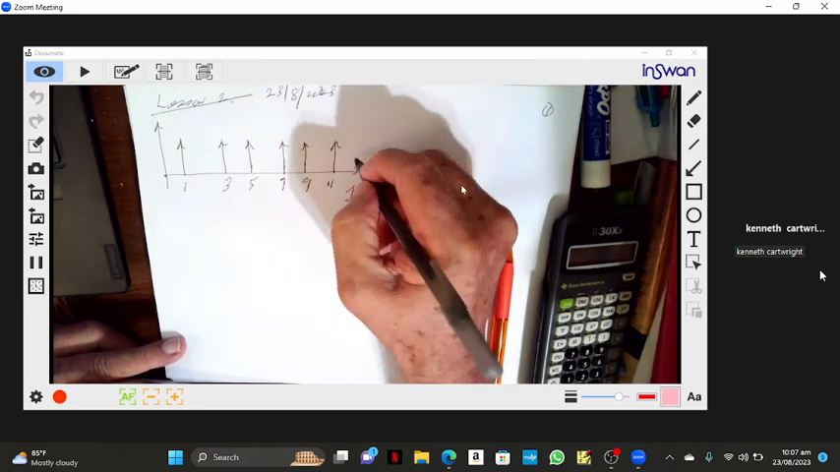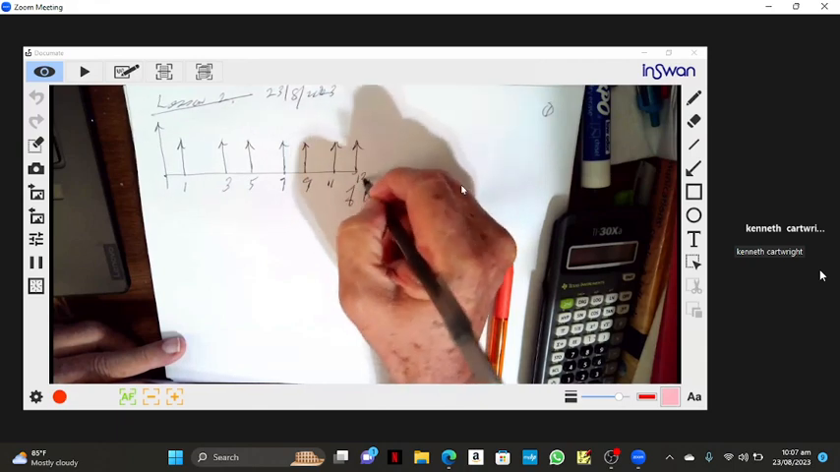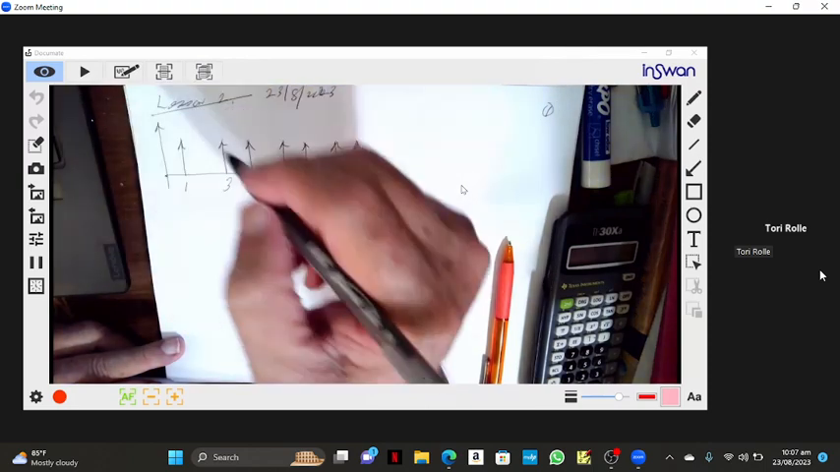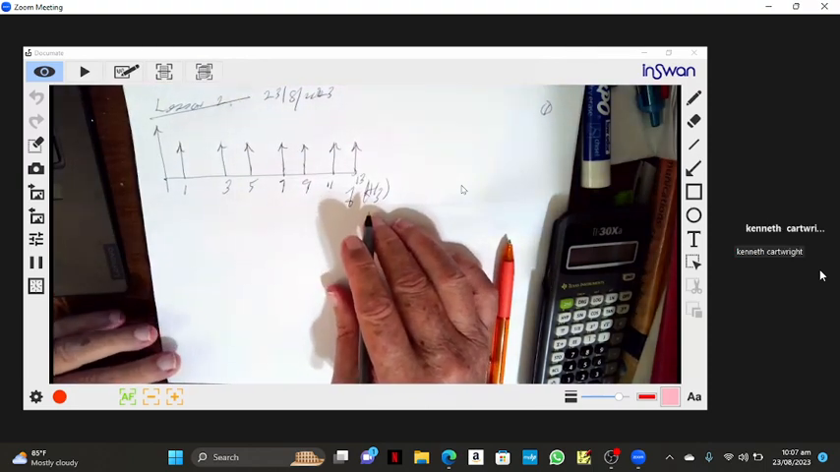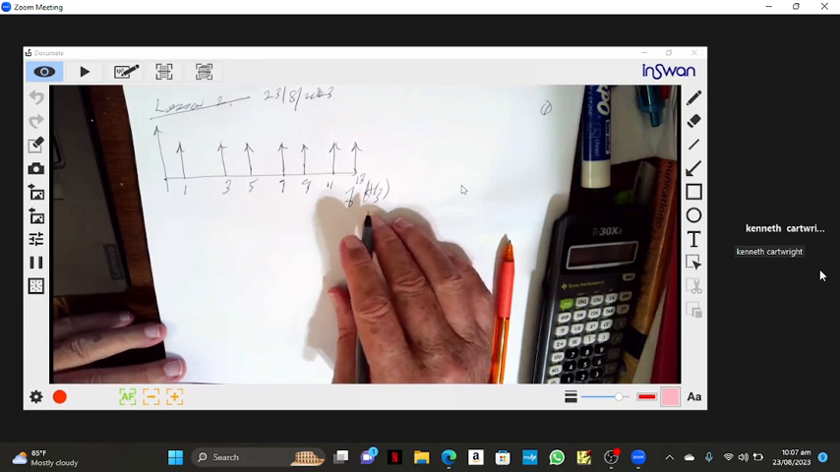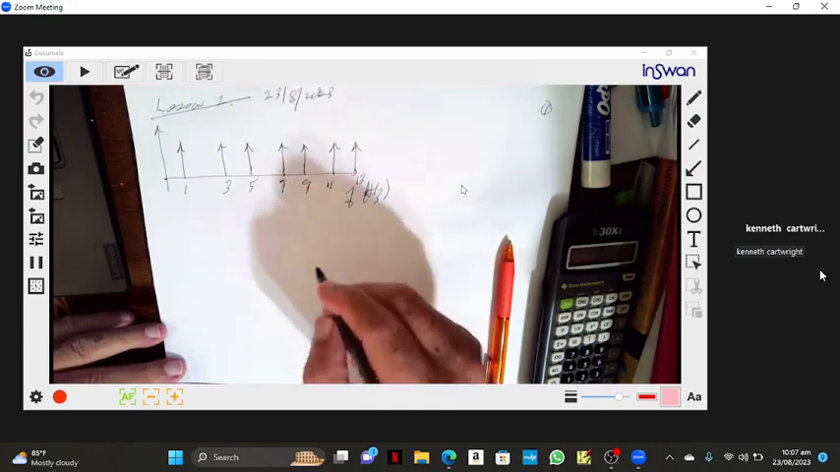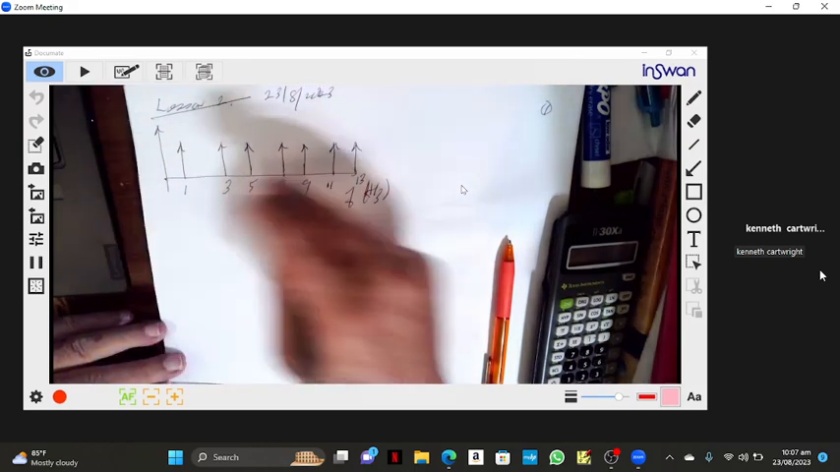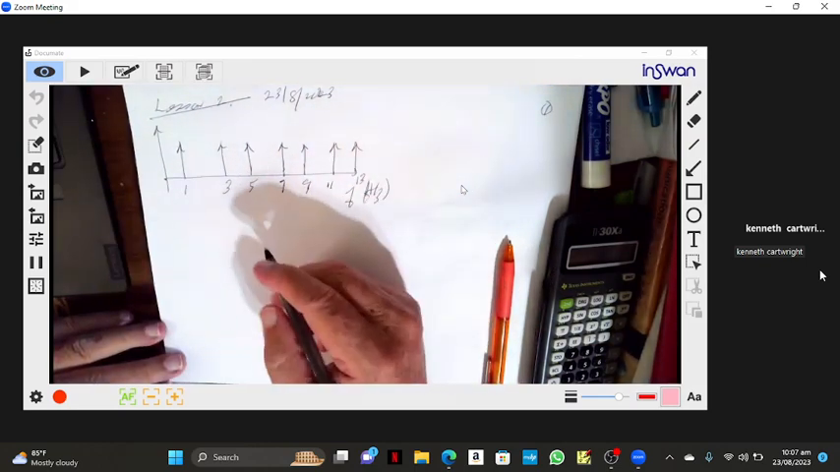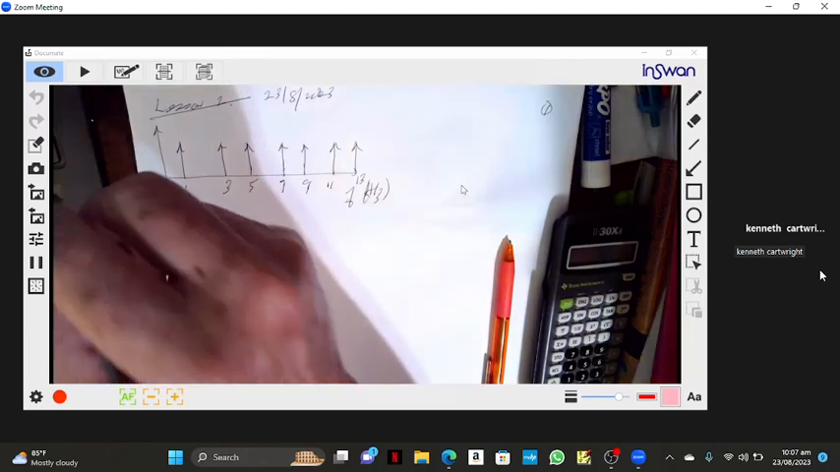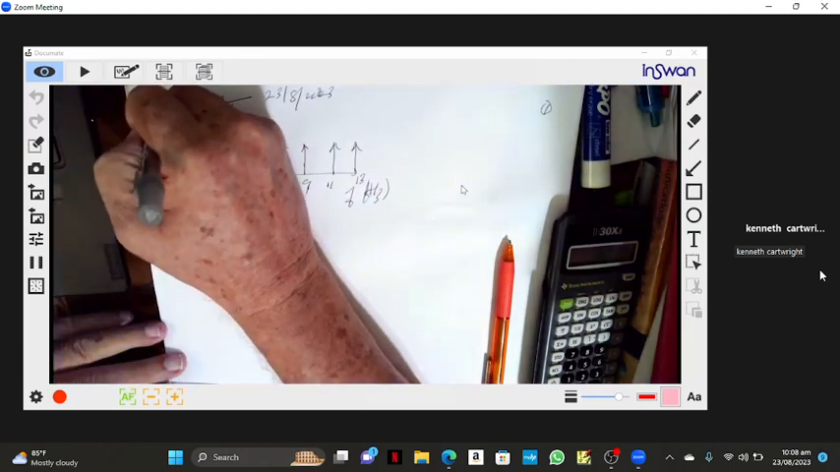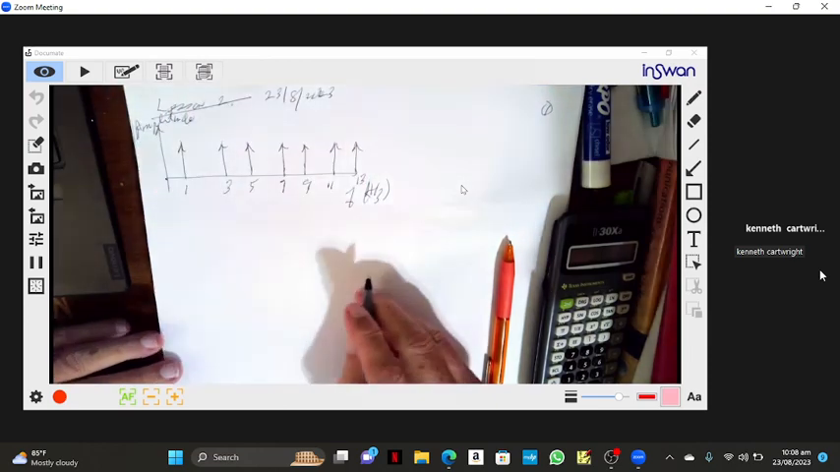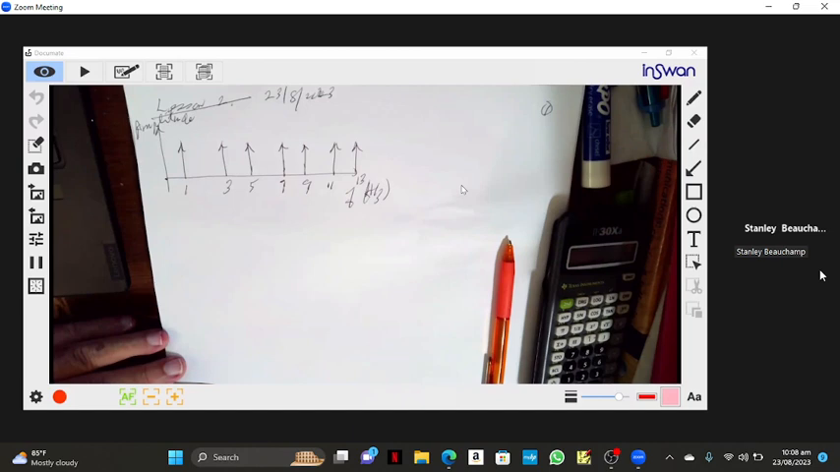What is this I'm doing? Is that the impulse train? It is an impulse train, but not in the time domain. This is in the frequency domain. What is this called? What am I plotting here?